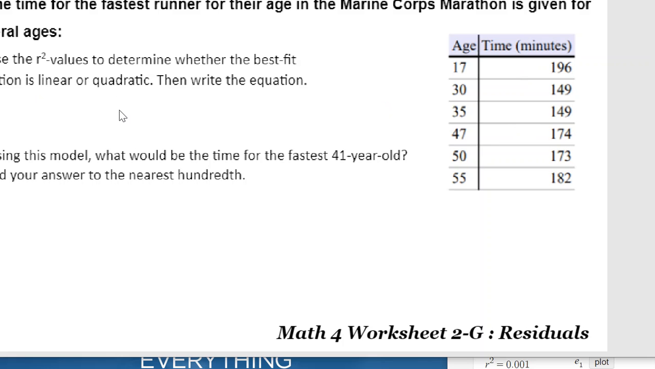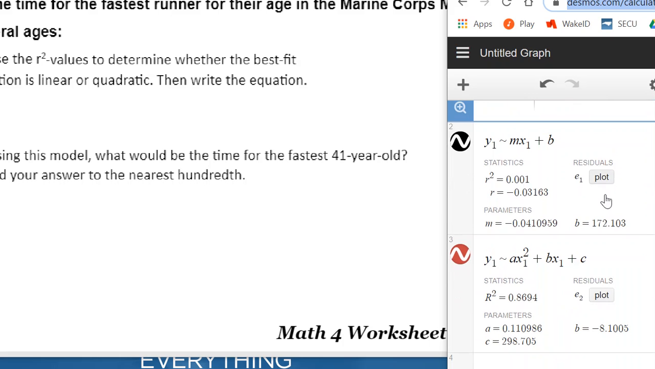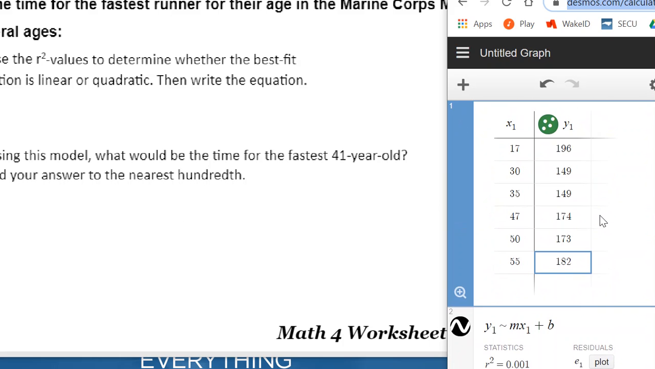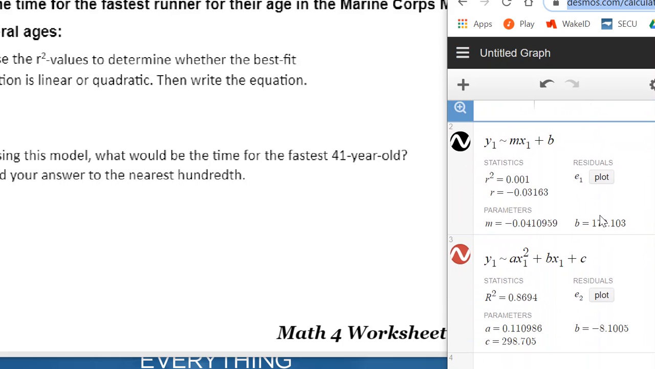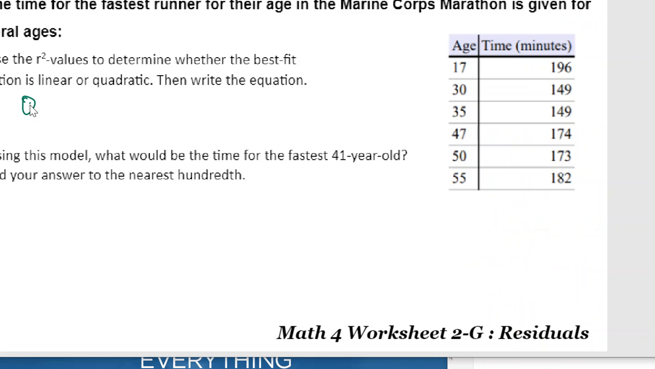Use the R-squared values to determine whether it's best linear or quadratic. That's what we were after. So I've got both my linear and my quadratic set up here. I do have the table in there. So we can look at our R-squared of linear is 0.001. That's horrible. That's like no relationship whatsoever, hardly at all. And then, of course, down here, R-squared is 0.8694. So quadratic is going to be better.